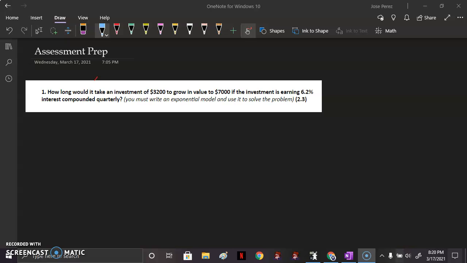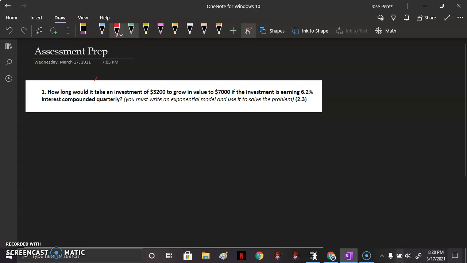And today we're going to be talking about, it says here, how long would it take for an investment of $3,200 to grow in value to $7,000 if the investment is earning 6.2% interest compounded quarterly? And we must write an exponential model and use it to solve the problem.